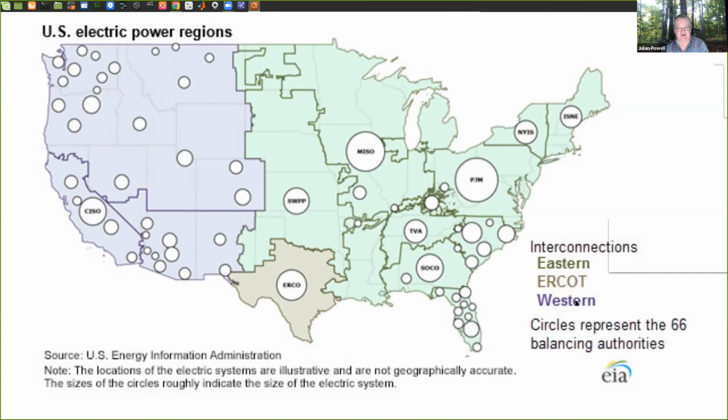Most of these ISOs are 501(c)(3) nonprofits. They're funded by the utilities that are within their jurisdiction, and they tend to be very transparent with their operational data. So it can be easy for an energy geek like me to see what's going on in different parts of the country. What is an ISO? Independent system operator. Okay.